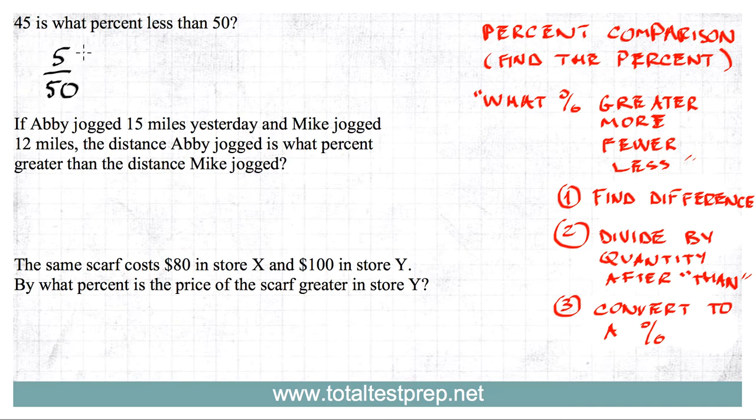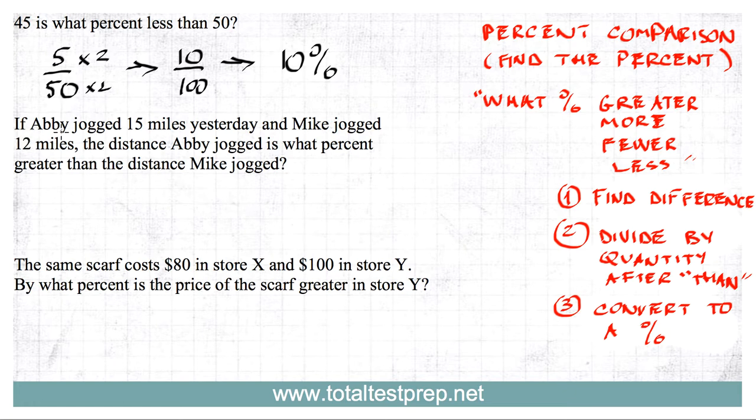So we have this ratio, or this fraction, 5 over 50. This is the difference divided by the quantity after than. We want to convert that to a percent because the question is asking about percents. And we'll do that by multiplying top and bottom by 2, getting 10 over 100, which is 10%. So let's practice these steps a couple more times.